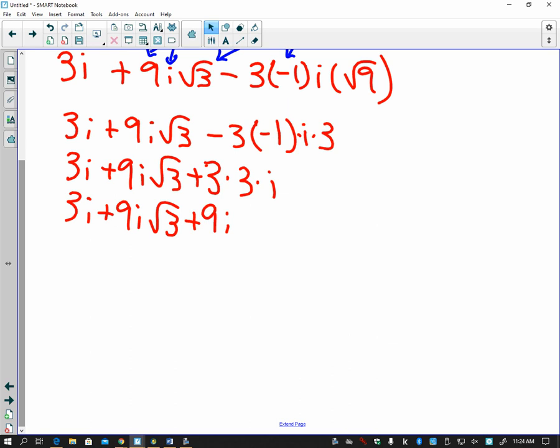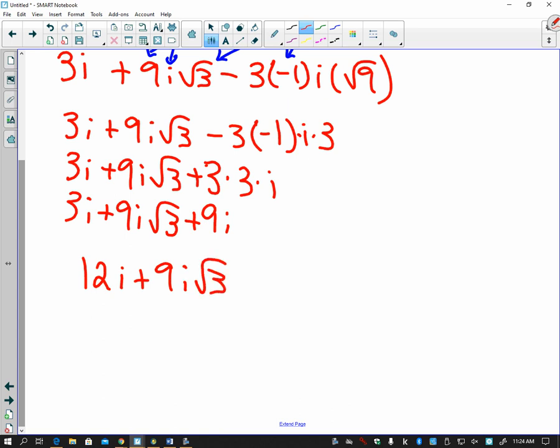Combine like terms. All right, 3i and 9i is 12i plus 9i radical 3. And I guarantee in this one they're probably factoring out the i. So you're getting 12 plus 9 radical 3 i on the outside. Is that right? Is that what they did? All right. Very good. We're going to stop right there.